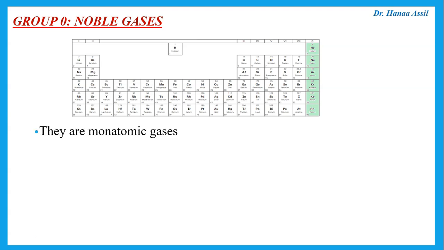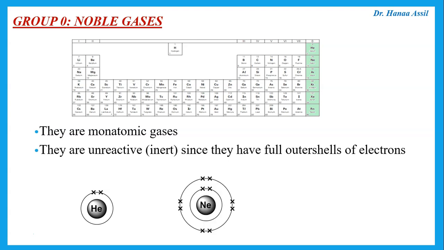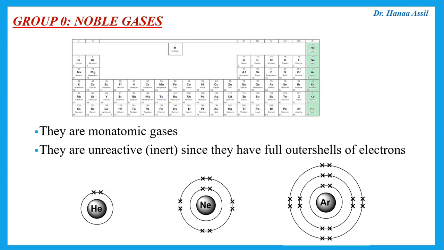Noble gases are the ones in group 0. They are monatomic gases. That means they are gases with individual atoms. The atoms do not join together to form molecules. They are unreactive or inert because they all have a full outer shell. So helium has 2 electrons, while that first shell takes a maximum of 2, so that first shell actually is full. Neon has 8 electrons in its outer shell, and so on, so they all have full outer shell of electrons.